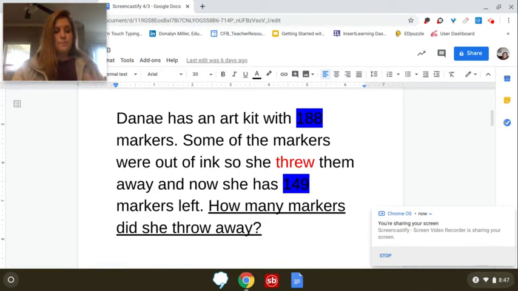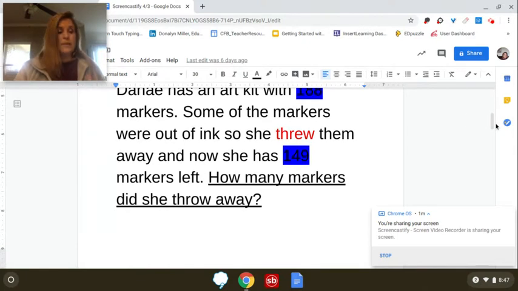Okay. So here is our first problem, and I'm going to read it to you, and then we'll determine what we need to do. It says, Donna A. has an art kit with 188 markers. Some of the markers were out of ink, so she threw them away. And now she has 149 markers left. How many markers did she throw away?